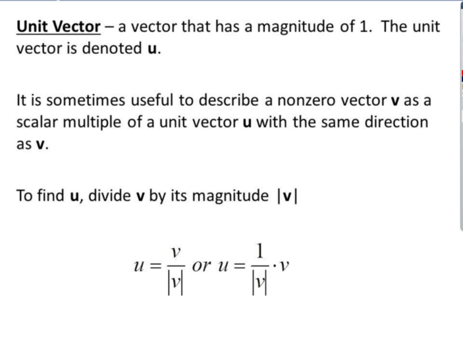Now a unit vector is a vector that has the same direction as your initial vector, but it has a magnitude of 1. So it's still going to be facing the same direction. It's going to start at the origin, and it's going to have a length of 1 unit. It is sometimes useful to describe a non-zero vector v as a scalar multiple of a unit vector u with the same direction as v. To find u, we're going to divide v by the magnitude of v. So to find our unit vector, we're going to do 1 over the magnitude of v, and then we're going to multiply it by the vector itself.